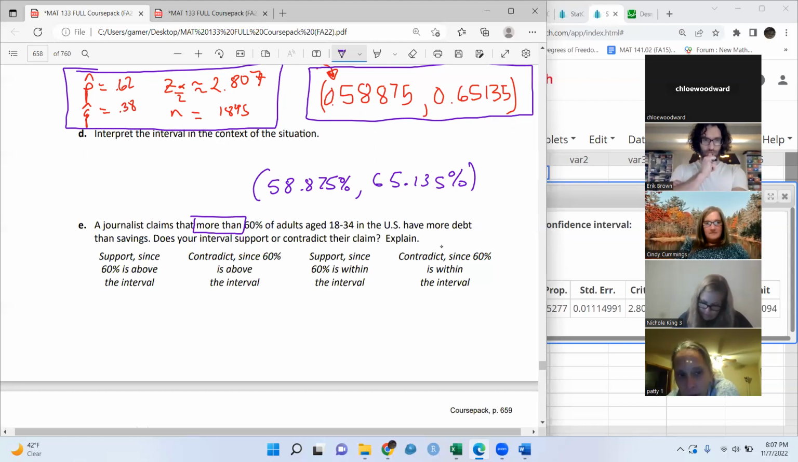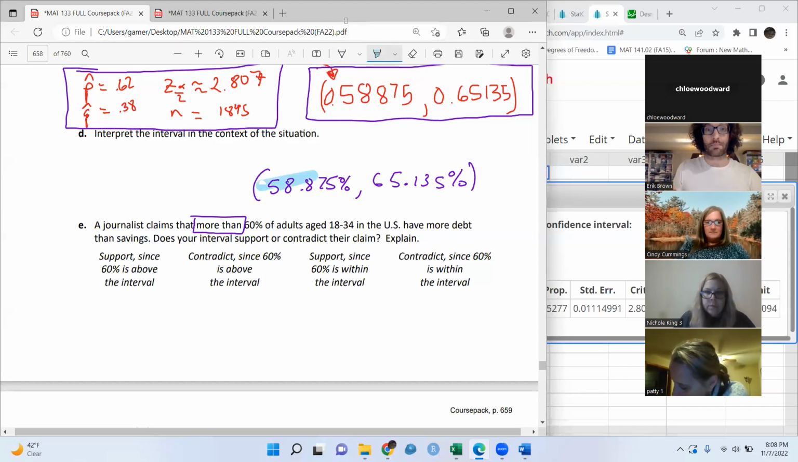I'm going with support, since 60% is within the interval. Even though it says more than, the claim is that it's equal to. Said contradict, because it's within the interval. Yeah, look at the lower limit here.